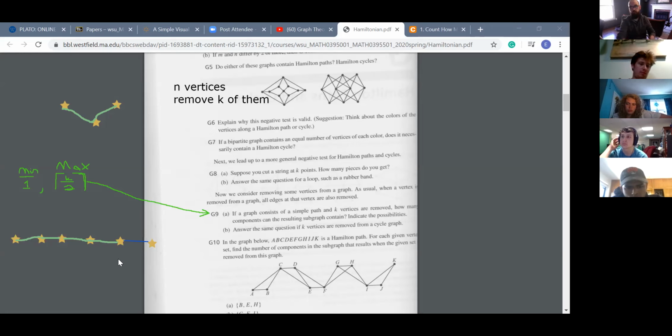Sometimes, right? Are you asking if we can take away k plus 1 vertices? No, you're taking away k vertices, and then the question is how many components? Could you get k plus 1 components every time? No. Sometimes you can get to k plus 1, but not every time.